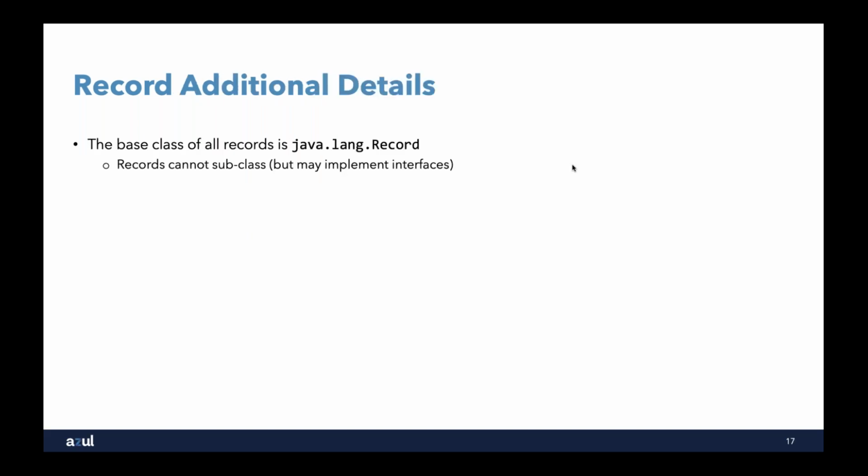A few additional details about records. First of these is that the base class of all records is java.lang.Record. And what that obviously means is that because it already has a base class, other than Object, it means that we cannot subclass Record from another class. Obviously, we can implement as many interfaces as we want, but we can't make a record a subclass of something else because it's already a subclass of java.lang.Record.